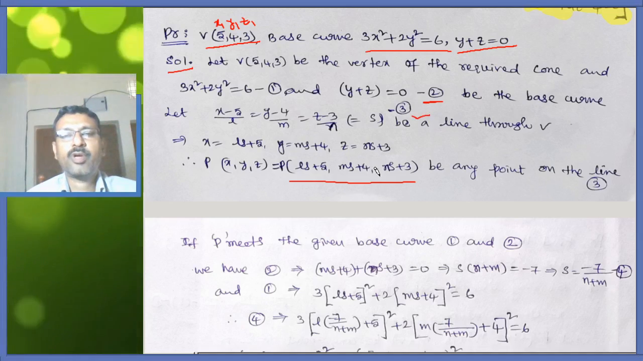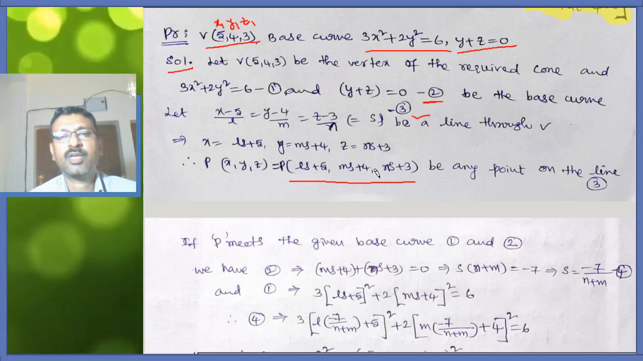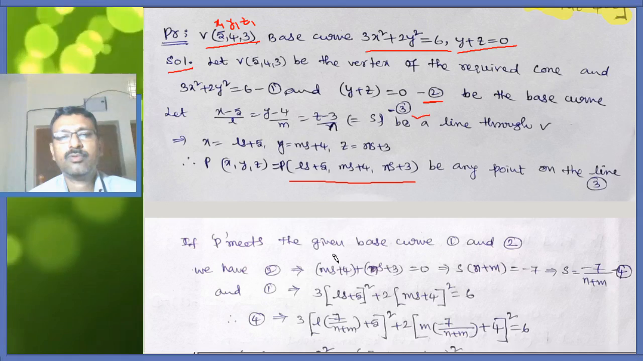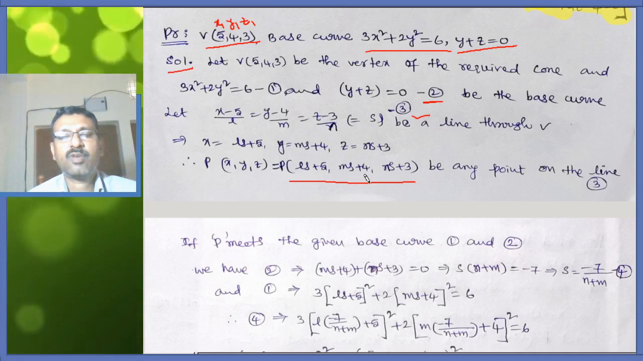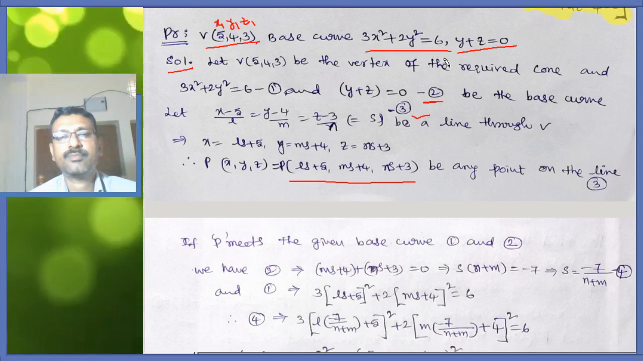If this point is common to the base curve or guiding curve, or this is the intersecting point of the generator and base curve, then when we substitute in the equation of the base curve, we should get an identity, that is, left side equal to right side.